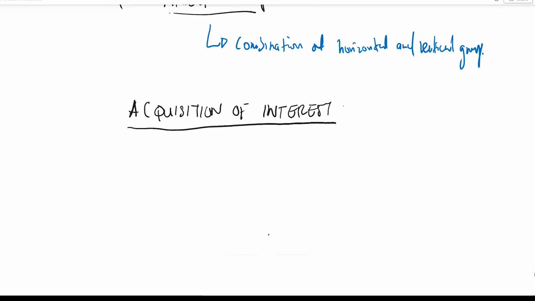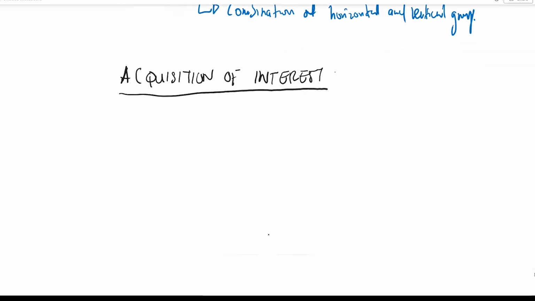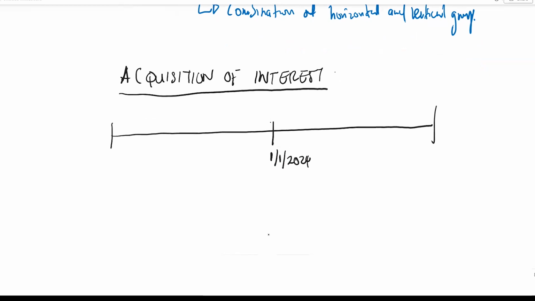Right, in the acquisition of interest. So this is what happened. I'm going to put in a timeline. This timeline will assist us. So let's say, for example, the year begins in January 2024, ends on the 31st December 2024. All right. And so this is my financial period.